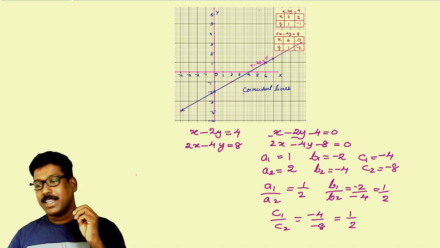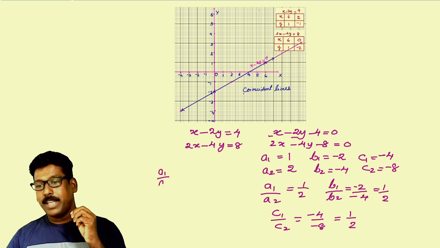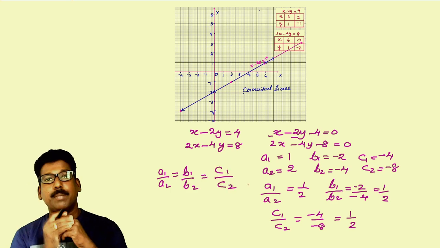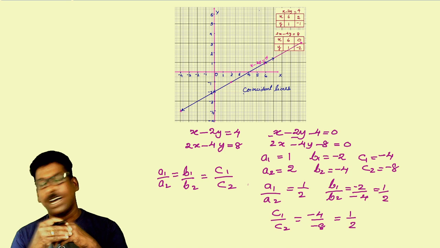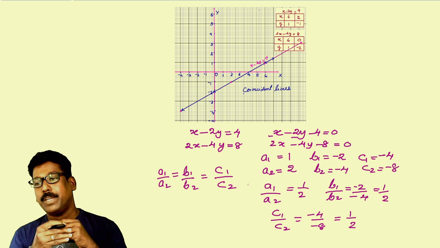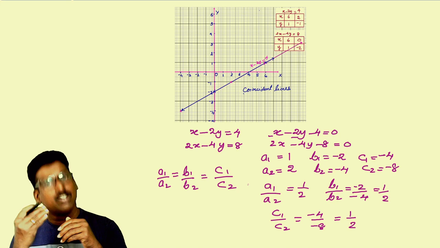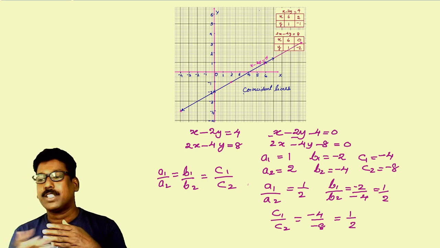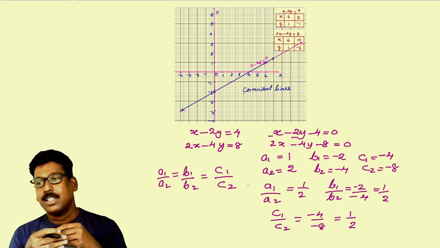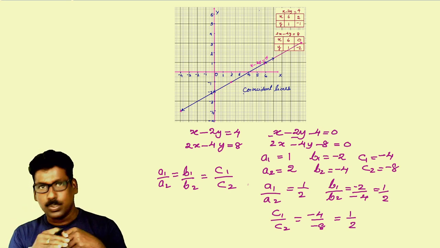So here you can see all the ratios are equal. That means a1 by a2 is equal to b1 by b2 is equal to c1 by c2. That means the ratios of the coefficients are equal. You can say the graph of the equation will be coincident lines. That is, if a1 by a2 is equal to b1 by b2 is equal to c1 by c2, the graph of the equation will be coincident lines, and you will get infinitely many solutions.